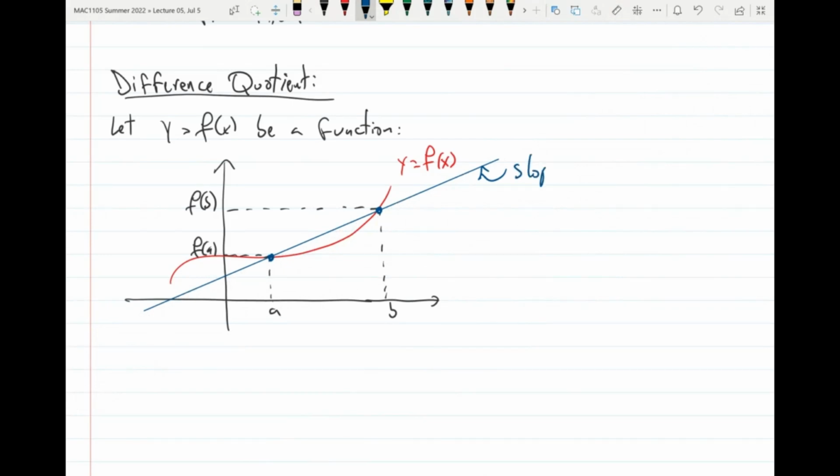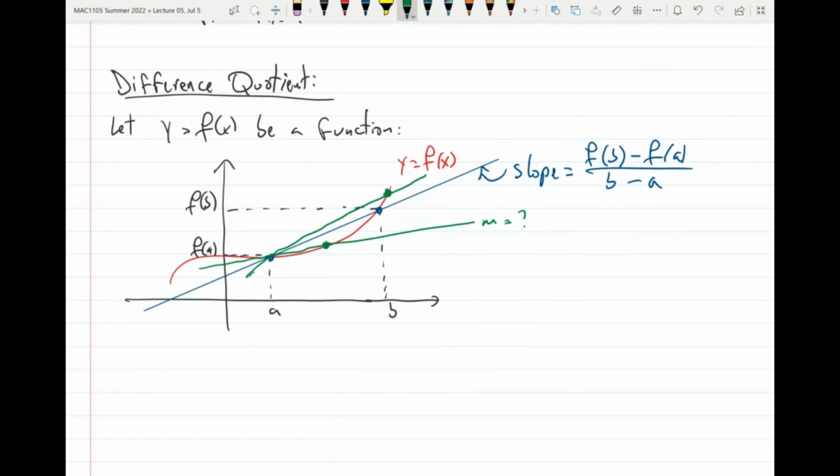So we know the slope of this line is f of b minus f of a over b minus a. That's the average rate of change of the function from a to b. Now we want to make this a moving picture. For example, let's say that we want to fix this point. And then if I give you another point, let's say this one, you're gonna get a new line. I wanna know the slope of this line as well. If I fix another point over here, and then I wanna know the slope of this line, and so on and so forth, okay? So this is the kind of game that we wanna play.